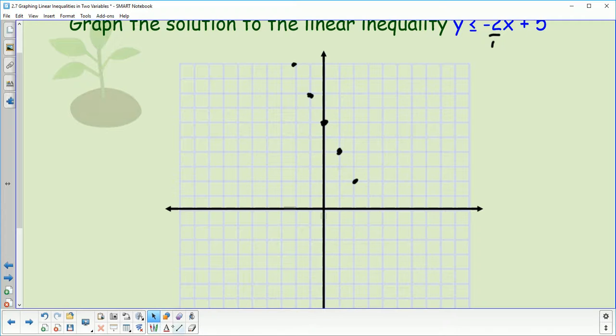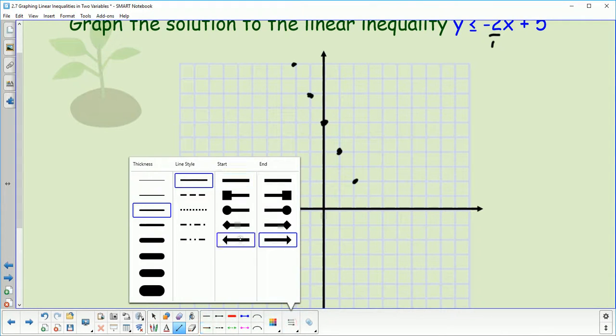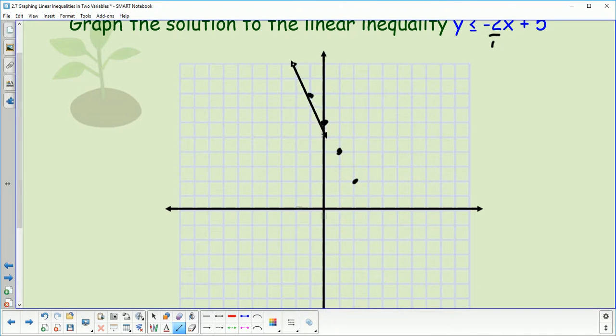And I can draw that line. I'm going to draw a line that goes through all of those points. And you'll notice that I made my line solid, not dotted, because we have the or equals to piece there. So it should be solid, not dotted. Okay, next thing I'm going to do then is I need to choose a test point.